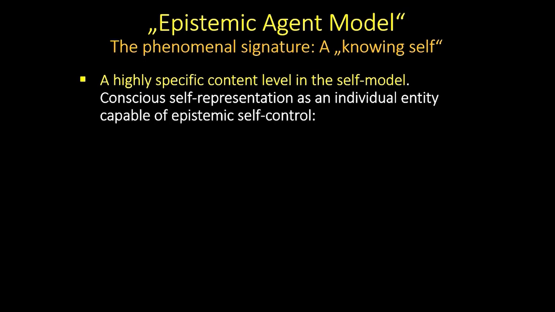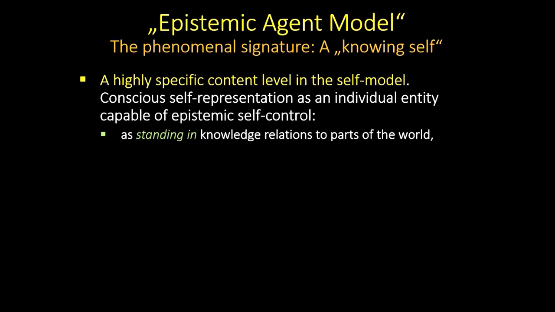It is the experience of being an actively knowing self. Sometimes, just like experiencing red or blue, we have this experiencing of being a knowing self. It is a highly specific level in the human self model where you represent yourself as being an individual entity, a self, that has a certain capacity, namely controlling what it will know and what it will not know. For instance, the simplest instance of this is the capacity to control your attention.